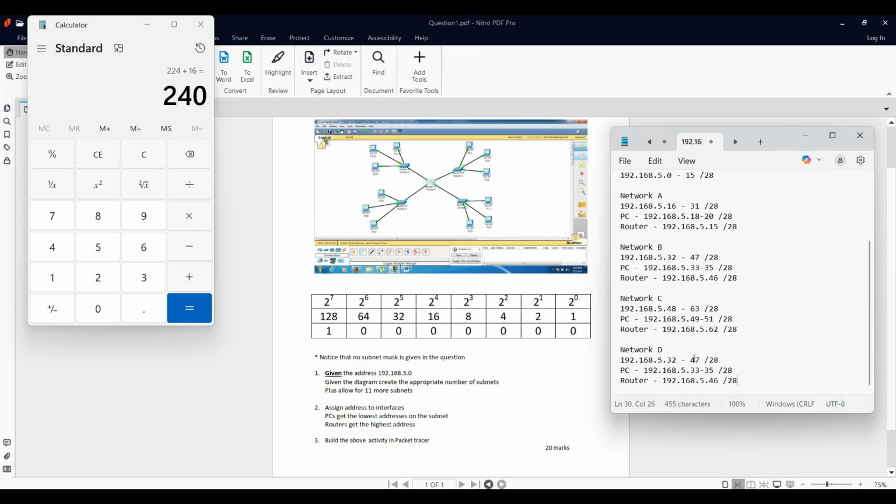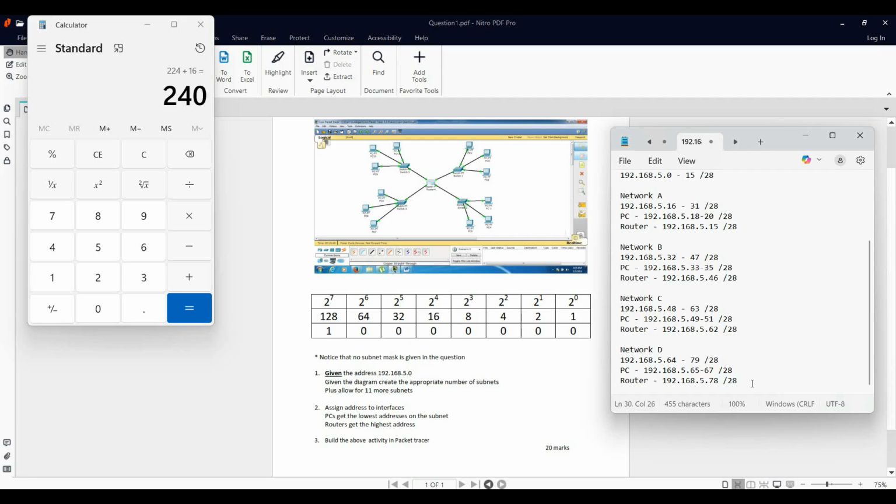And finally, for the final subnet, because we're not using 0, it would be 64. It starts from 64 and goes to 80, which would be 79. Alright, PCs would get the lowest, that would be from 65 to 66 to 67, 3 PCs, and the router would get 78 as usable.